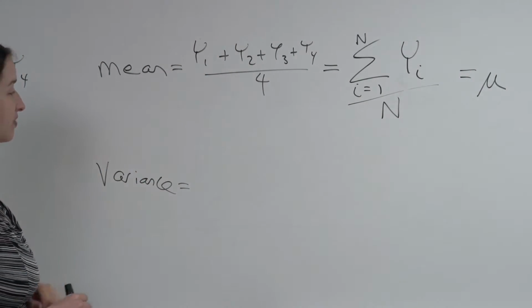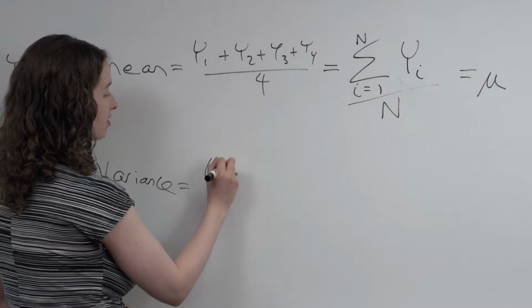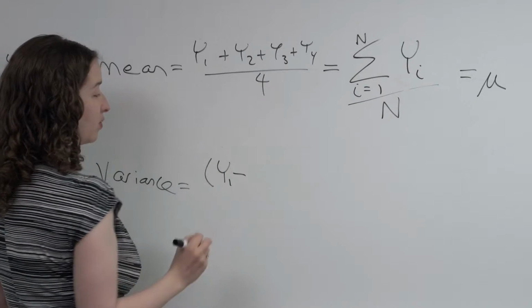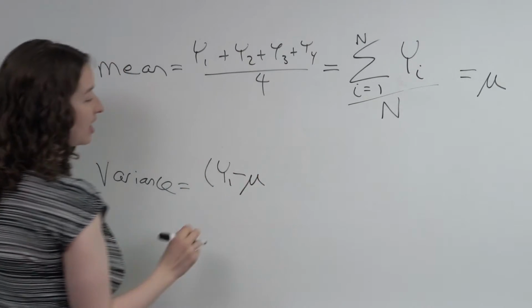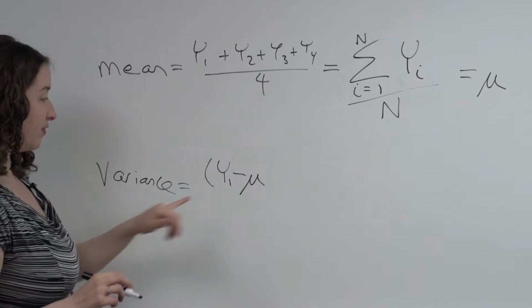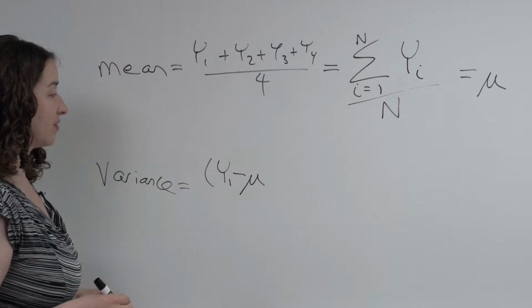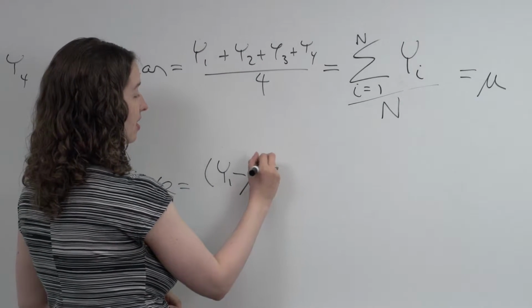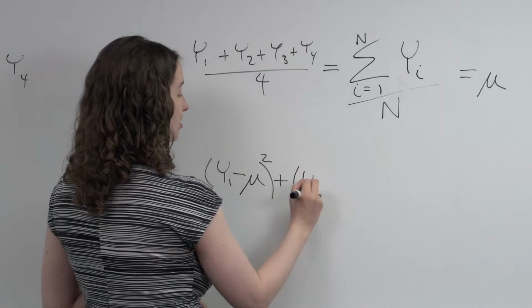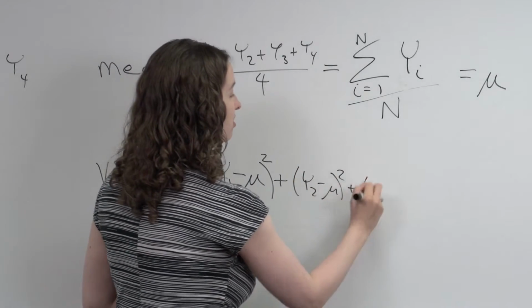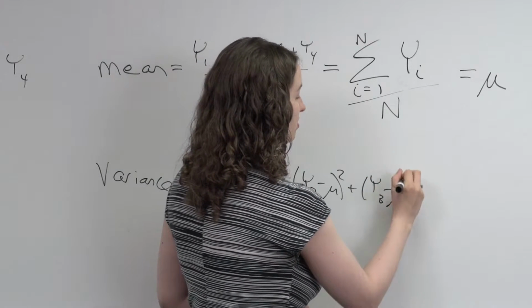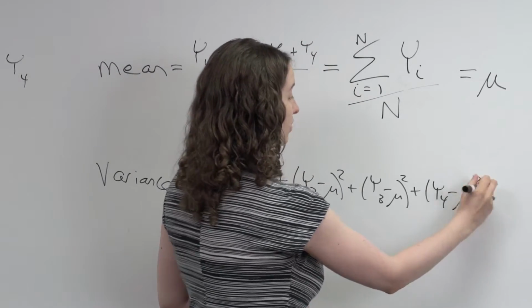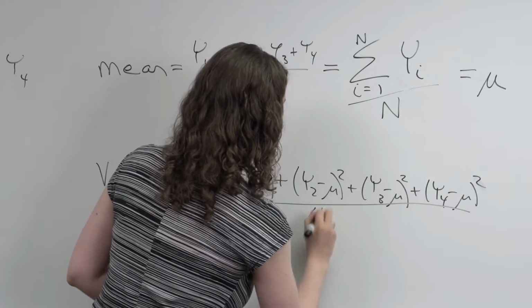So now that I have notation for that, I'm going to find a way to notate the variance. So instead of writing 0 minus 2, as I did before, I'm going to write y1 to represent the value of the first person in my data set minus mu, which is the mean in this data set. And I'm going to square it, because that's what we did with that difference. y2 minus mu squared, y3 minus mu squared, y4 minus mu squared, and I divide by 4.